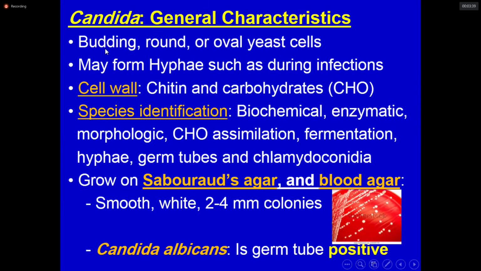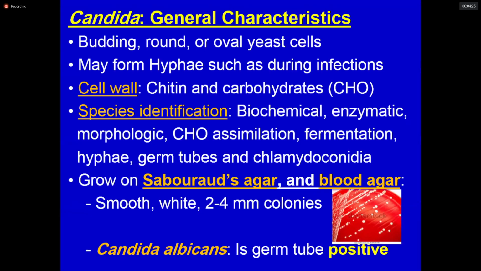General characteristics of Candida. Candida are yeast cells, rounded, with characteristic budding. A small bud grows out of the cell, and this is called budding. And during infection this budding elongates and becomes a hyphae form. Hyphae means like a ribbon, a thread.